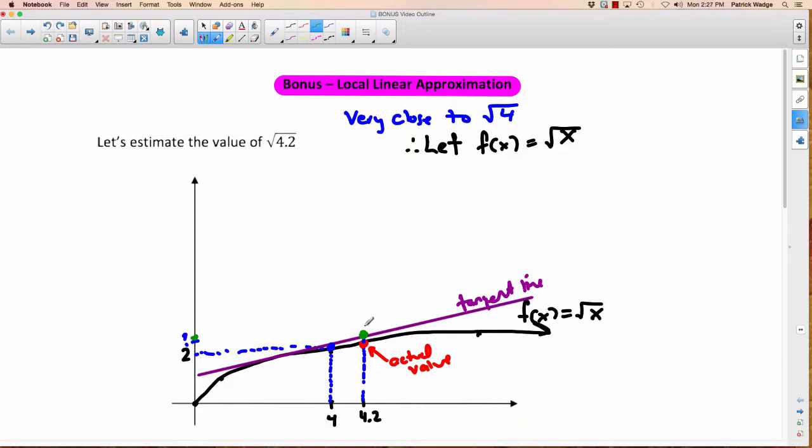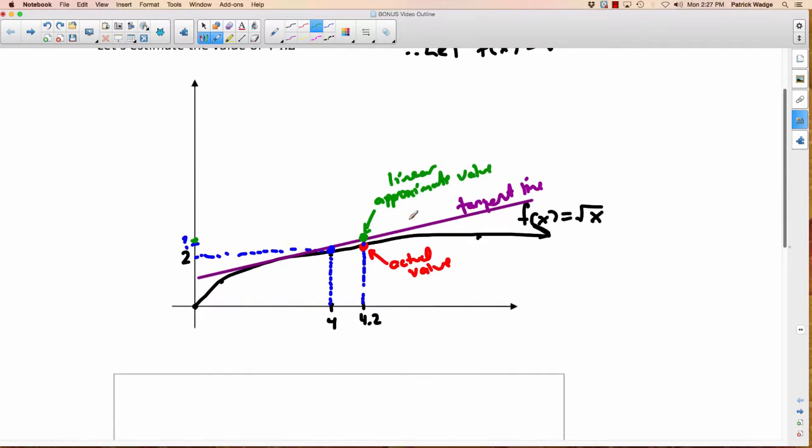So I'm just going to write in here that this green one is our approximate value that we're going to find. And actually what we call the approximate value is the linear approximate value. So now we're going to find the equation of that purple tangent line. Because both the blue and the green point are on that tangent line, it's going to be helpful for us to find the equation of the line.